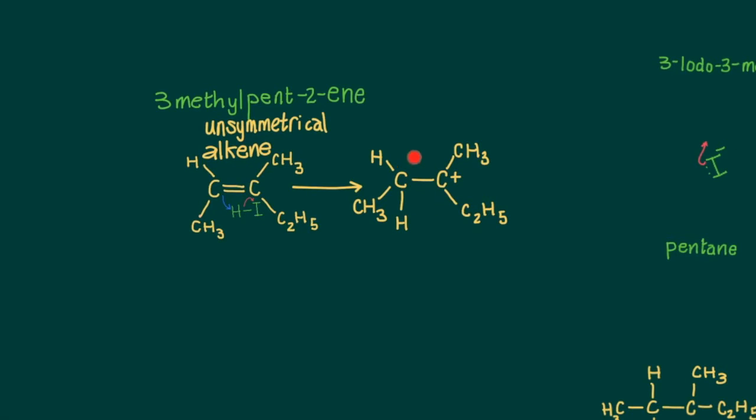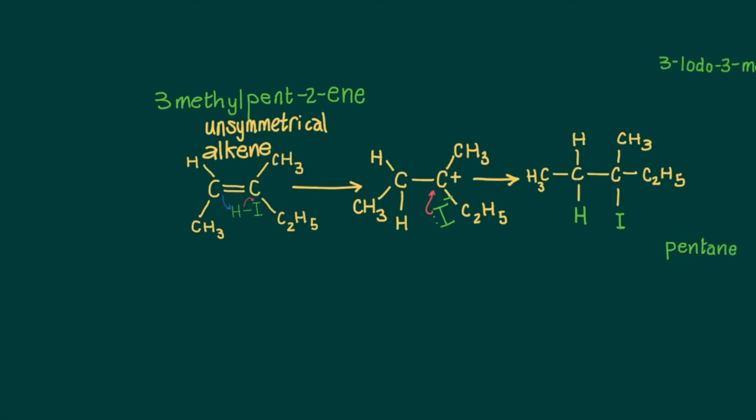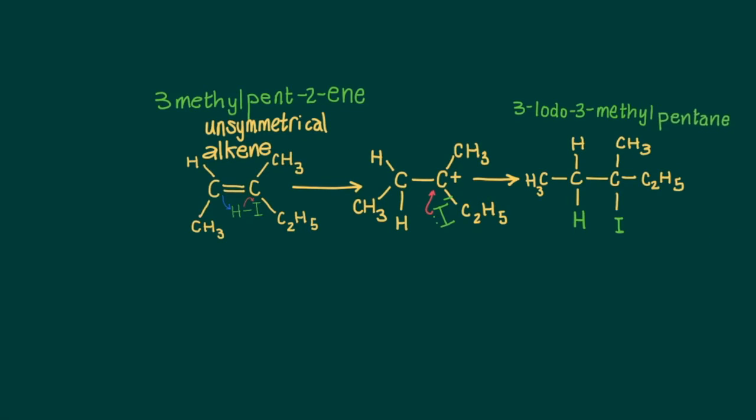addition. And in accordance with Markovnikov's rule, the hydrogen attaches to the carbon that contains more hydrogens, leaving the carbon that contains more alkyl groups to form the stable carbocation, which then becomes associated with the electron pair of this negative iodide ion, which ultimately adds on to produce this 3-iodo-3-methylpentane.